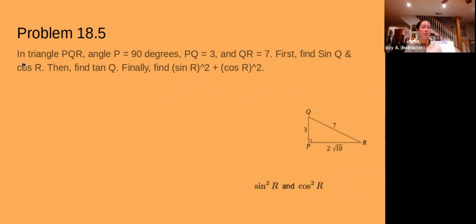Okay, so in triangle PQR, we have angle P equaling 90 degrees. PQ is equal to 3 and QR is equal to 7. First, find sine of Q and cosine of R. Then find tangent of Q. And then finally, find sine R squared plus cosine R squared.